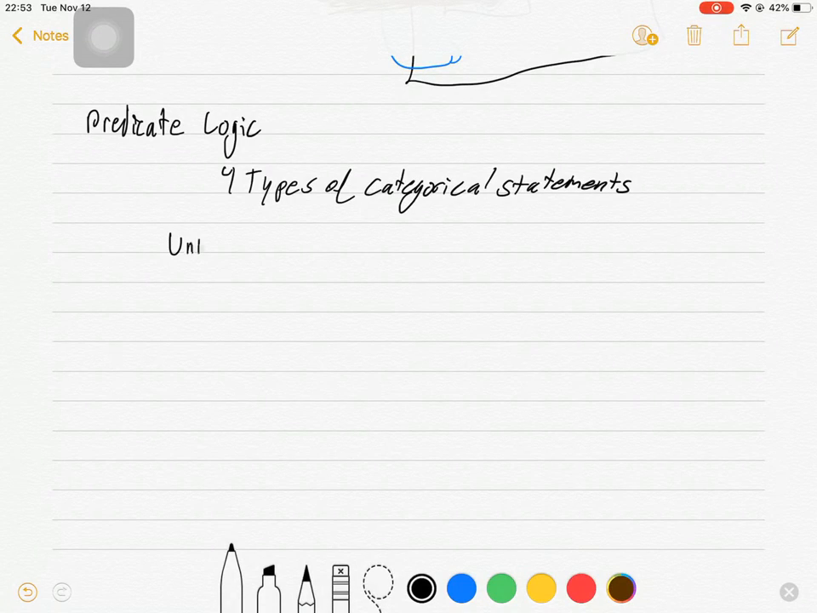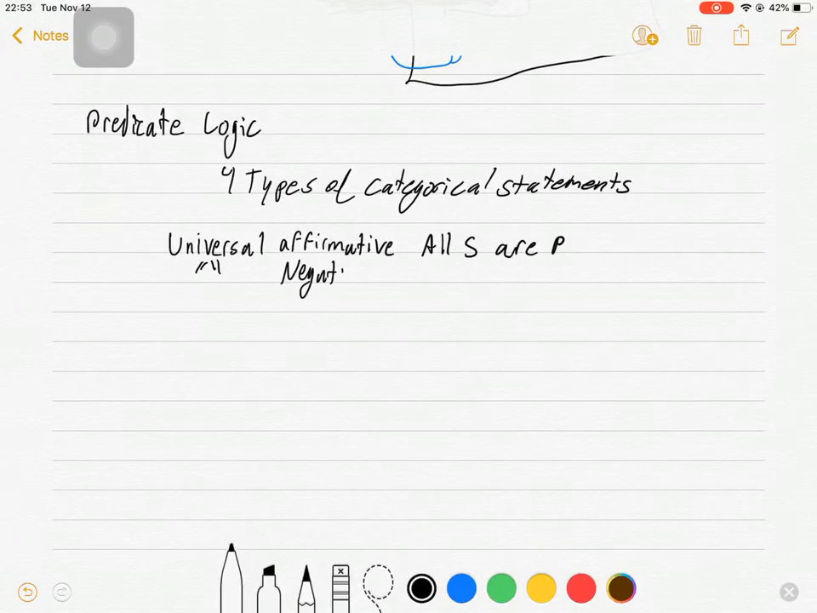So four types of categorical statements. We have a universal affirmative that says all S are P. And we could say something like all trees are plants here. We have a universal negative that says no S are P. So for example, no ducks are reptiles.